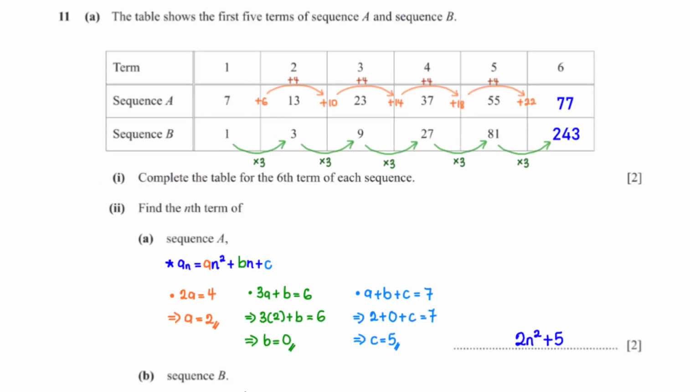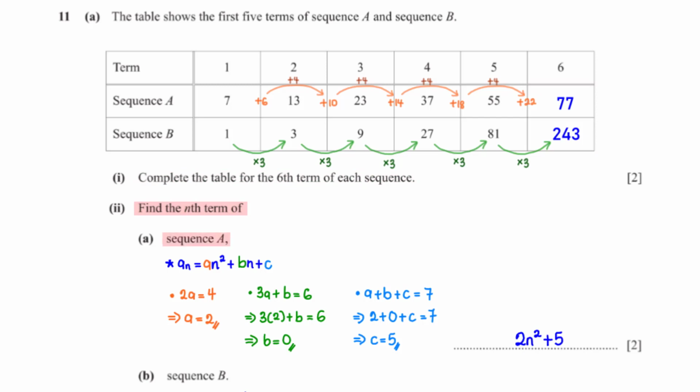The table shows the first 5 terms of sequence A and sequence B. Complete the table for the sixth term of each sequence. For sequence A, to get the sixth term, we add 22 to 55. This gives us 77. For sequence B, to get the sixth term, we multiply 81 by 3. This gives us 243.